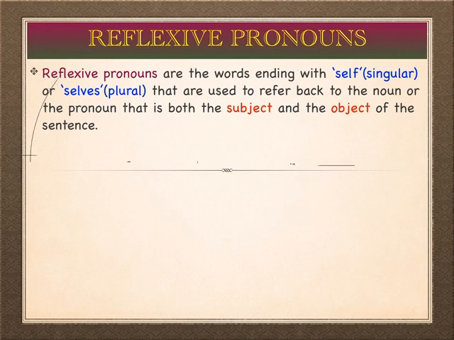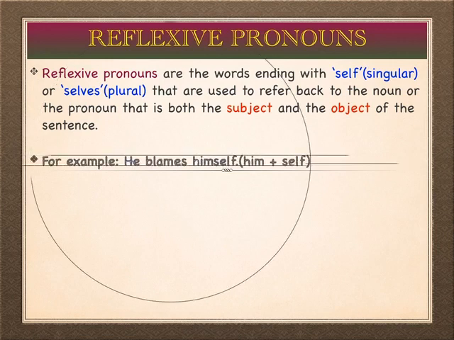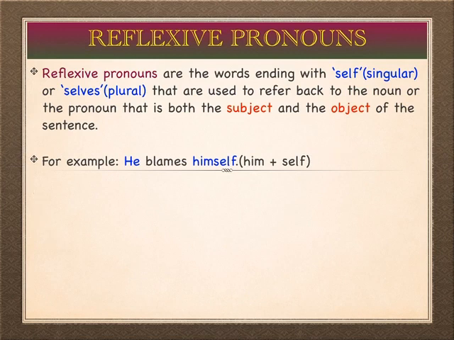Let's see one example. For example, he blames himself. So in this sentence, he is the subject. That means he is the doer of the action and it is also the pronoun used for third person singular masculine gender. And blames is the verb, or you can say the action word, which is carried out by the subject he. And the word himself is in the place of the object.